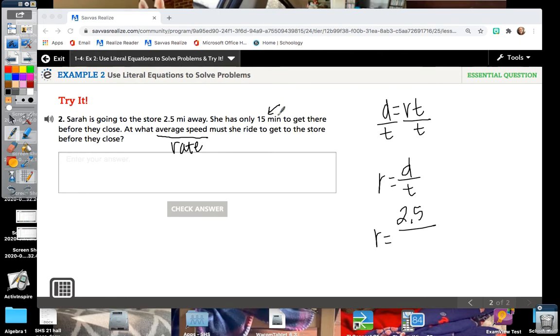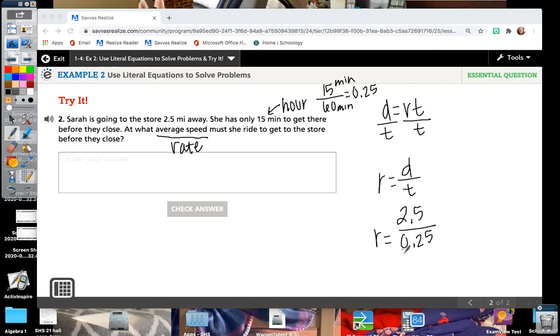When we're looking at time here, she's going miles per hour. So we do need to convert this. 15 minutes of an hour, which is 60 minutes. So just 15 minutes over the full 60 minutes that's in an hour, and we just simplify it, which will give us 0.25.